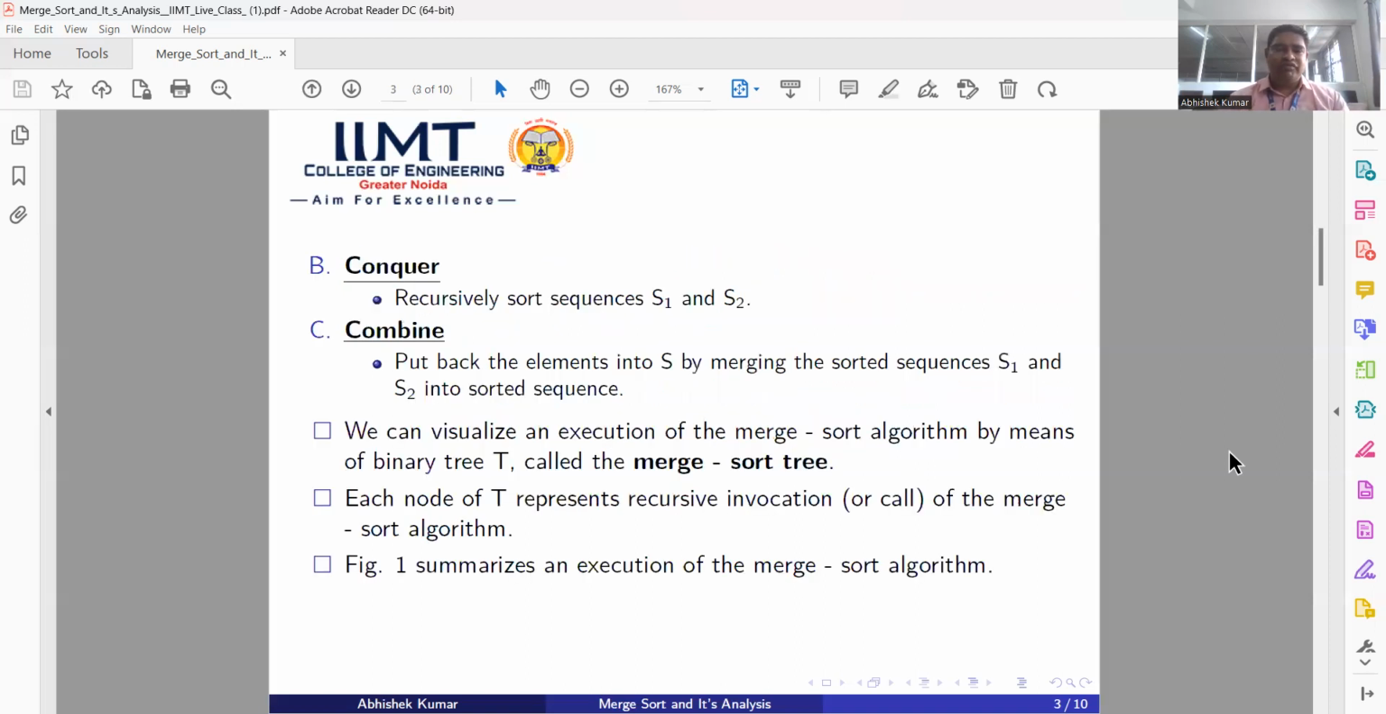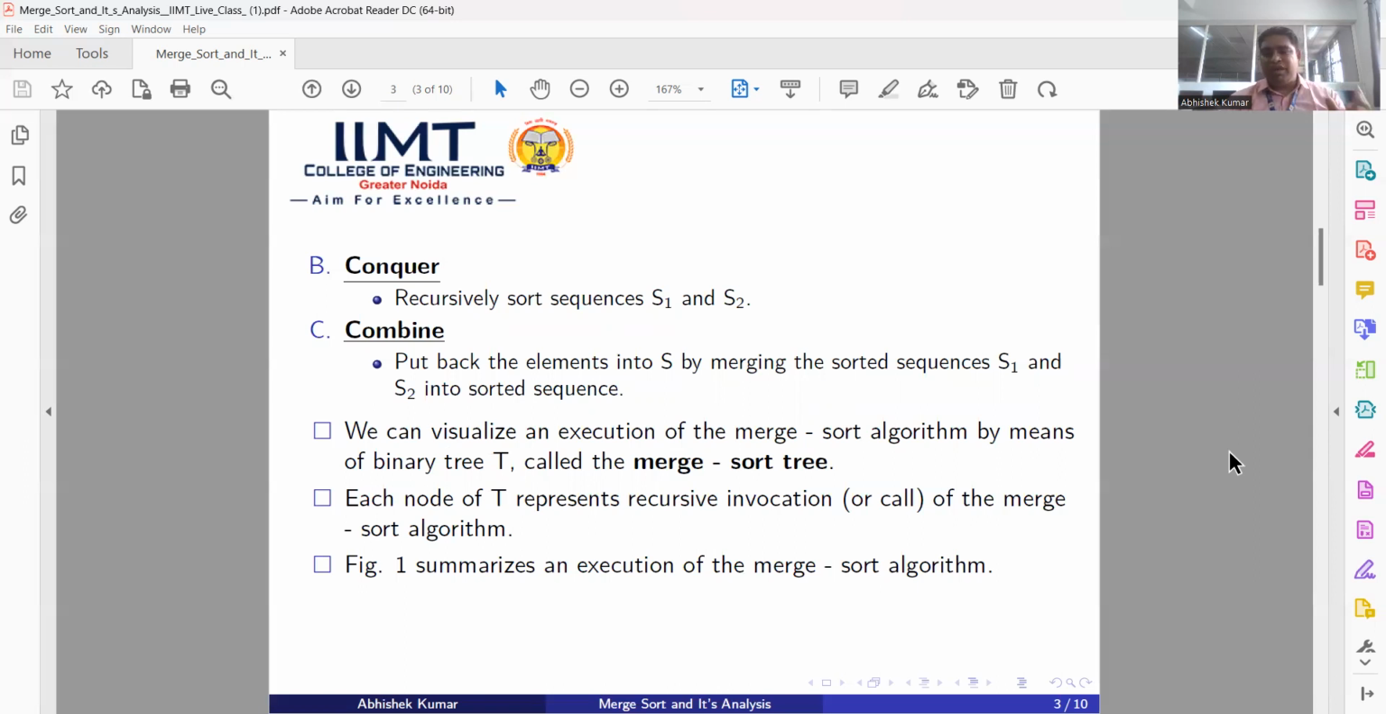The second thing that we are doing is conquering. Conquering means we are recursively solving the subproblems. Initially the problem was S. S was divided into two different subproblems, S1 and S2. Now we apply the same strategy or procedure on S1 and on S2, recursively solving them. Here solving means that we are sorting the subsequences.